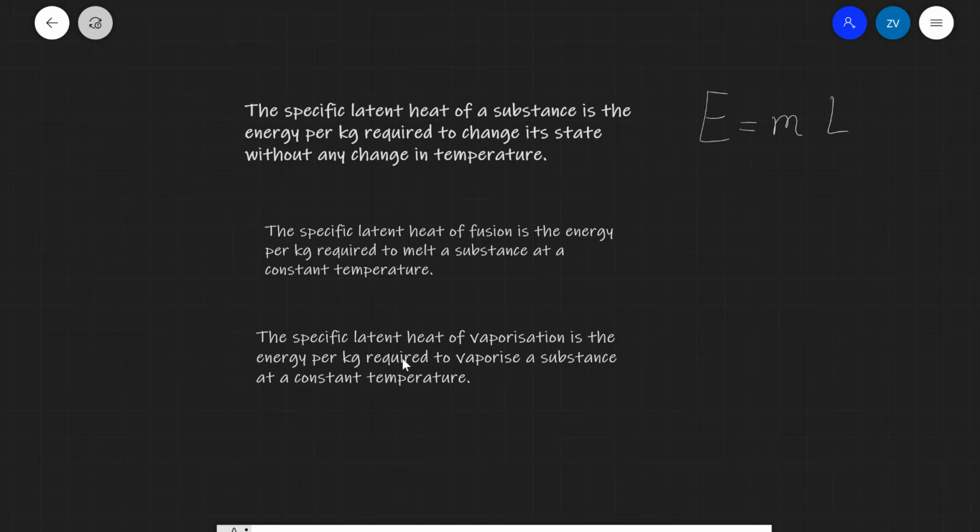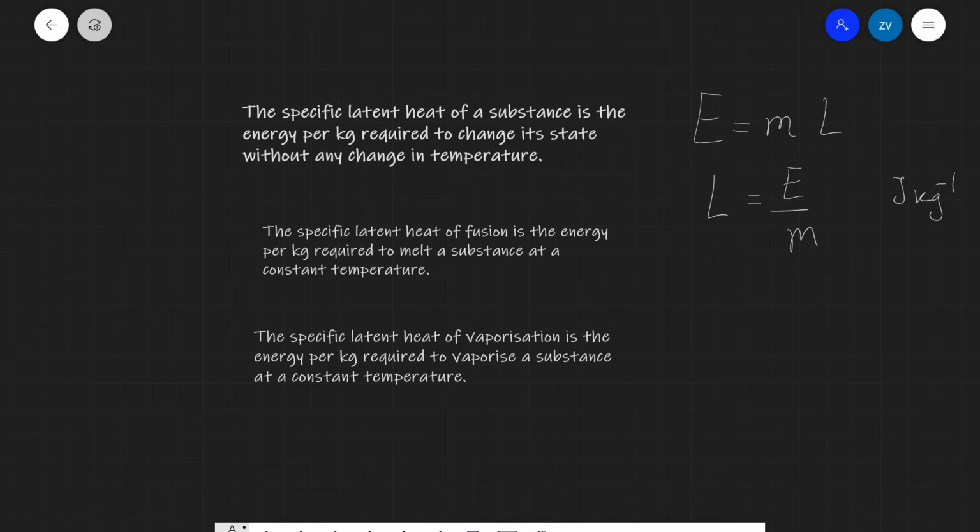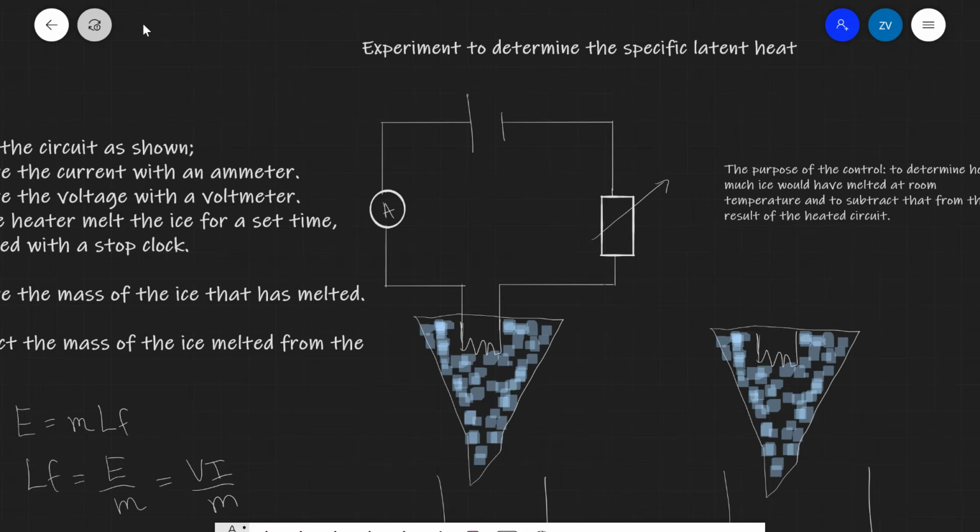We can actually see where this definition comes from. If we were to rearrange for L, which is the specific latent heat, we're going to find that L is equal to the energy divided by the mass. So we tend to measure that in joules per kilogram. If we're talking about the specific latent heat of fusion, we tend to call this just L_F. The formula is exactly the same. It's just the energy per unit mass. If we're talking about the specific latent heat of vaporization, we give it the subscript V for vaporization. This will also be energy divided by mass.